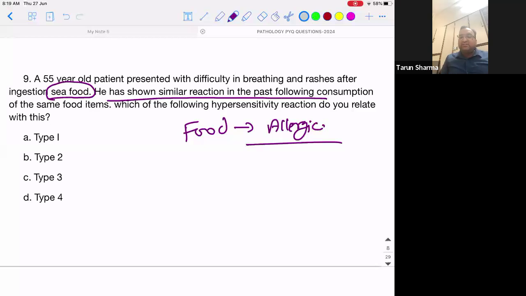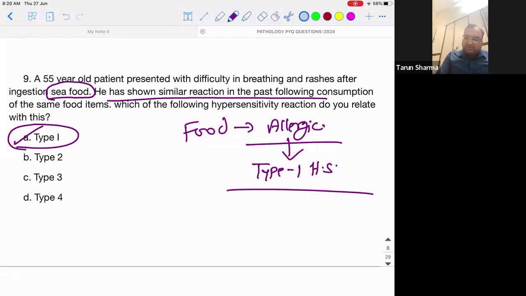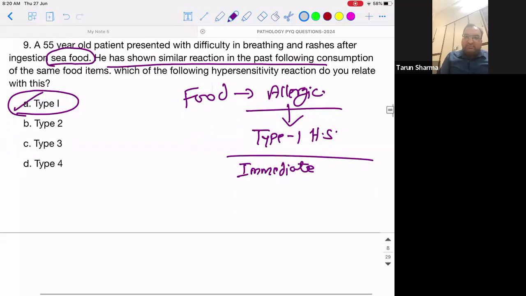All those signs and symptoms which are produced rapidly, suddenly, after exposure to any kind of antigen, mean they want to ask you about the allergic response. So what type of hypersensitivity do allergies have? The answer is type 1. The answer always remains the same. All allergies belong to type 1 hypersensitivity reaction, which is called immediate hypersensitivity reaction. Why are they called immediate? Why are the symptoms produced immediately?